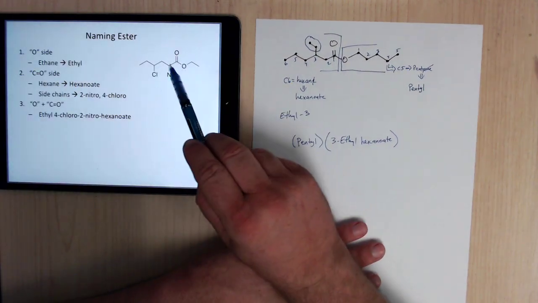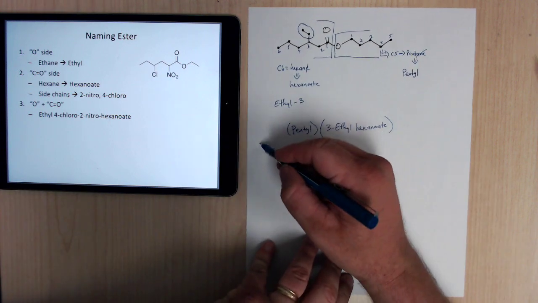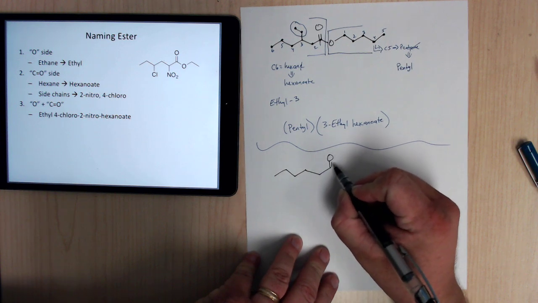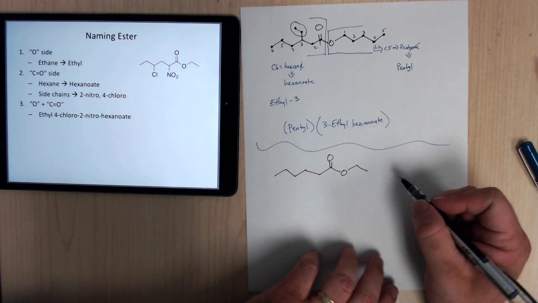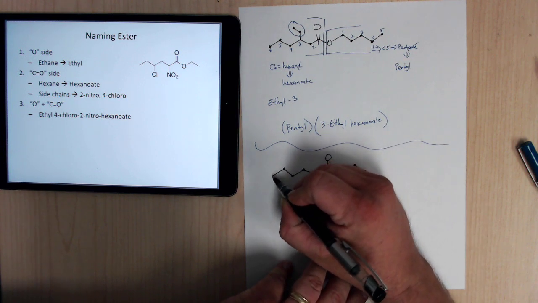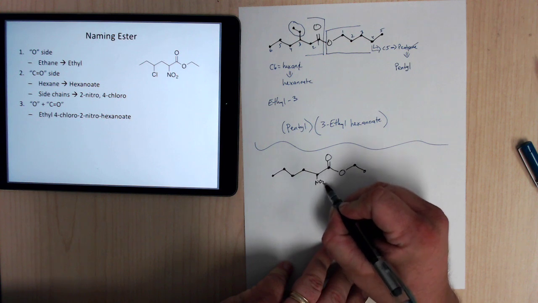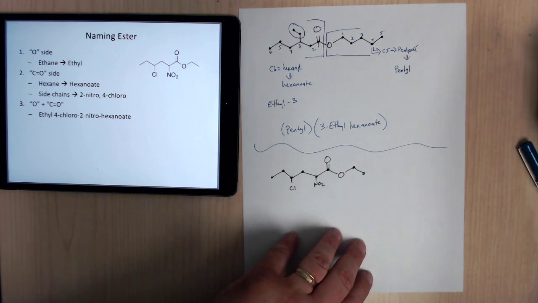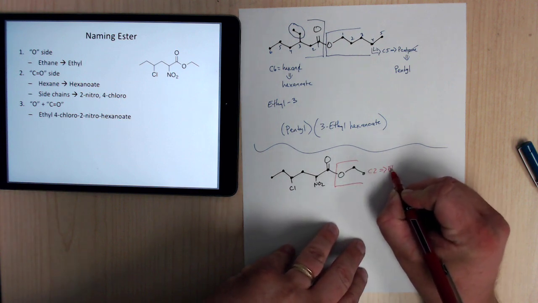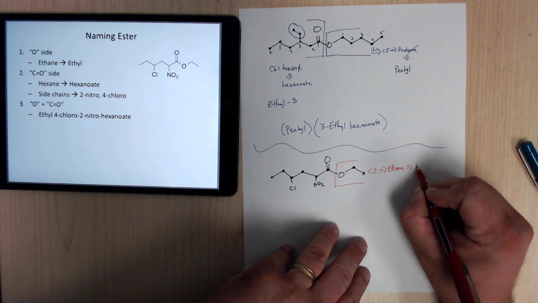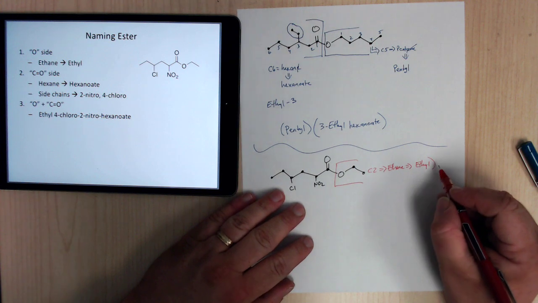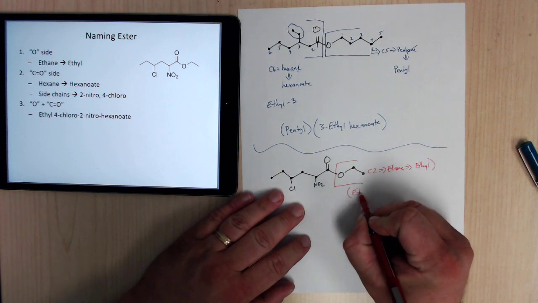Here's another hexanoate, 1, 2, 3, 4, 5, 6. I'll put the dots in so you can see it. So NO2, Cl. The O side is 2 carbons, which would normally be ethane, but we consider it to be a side chain. It's named as a side chain, so it becomes ethyl. So this side is going to be ethyl.